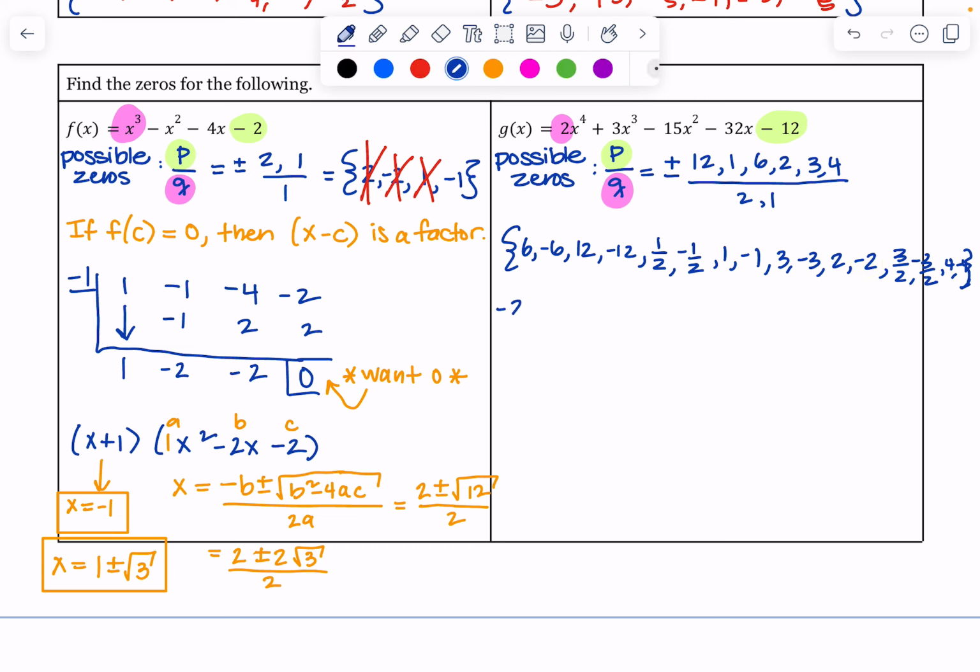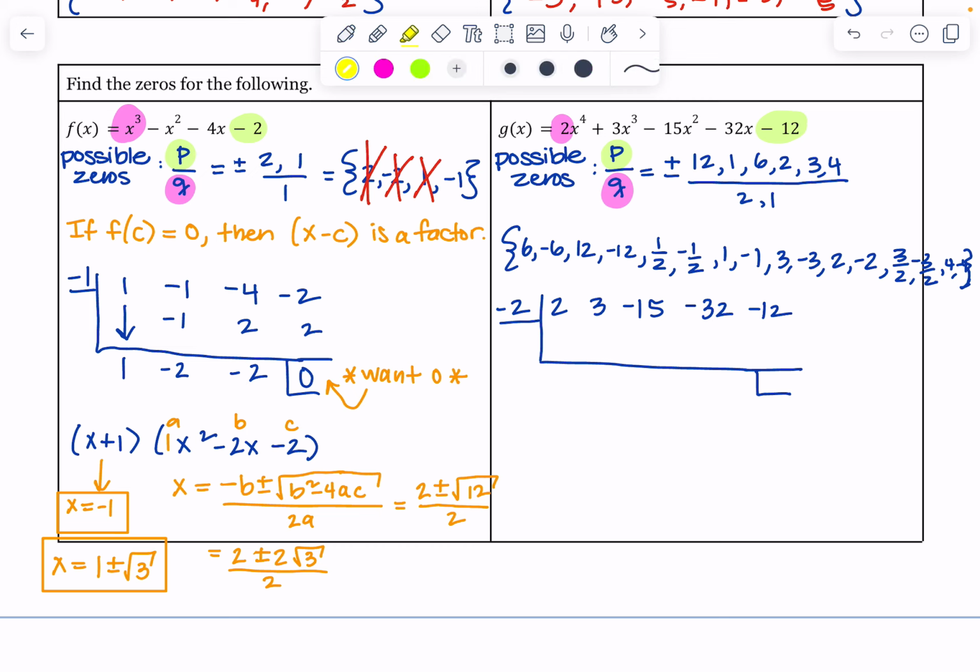So I'm going to make my synthetic division table. When I plug in -2, the top row is going to be 2, 3, negative 15, negative 32, and negative 12. And again, I want my remainder to be 0 because I know the answer. I know this one works. If you didn't, you would try from this huge list, okay? So what I'm going to do is I'm going to drop the first one, multiply, and then add. I'm going to be very careful, multiply, and then add, multiply.